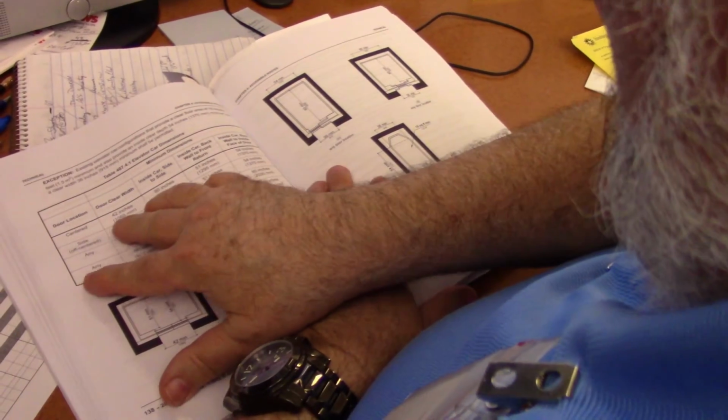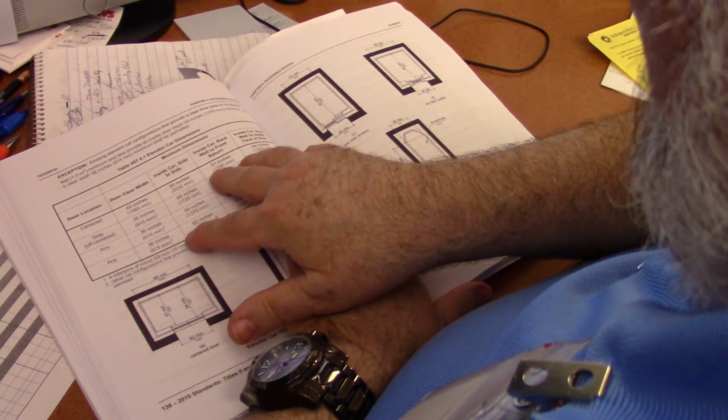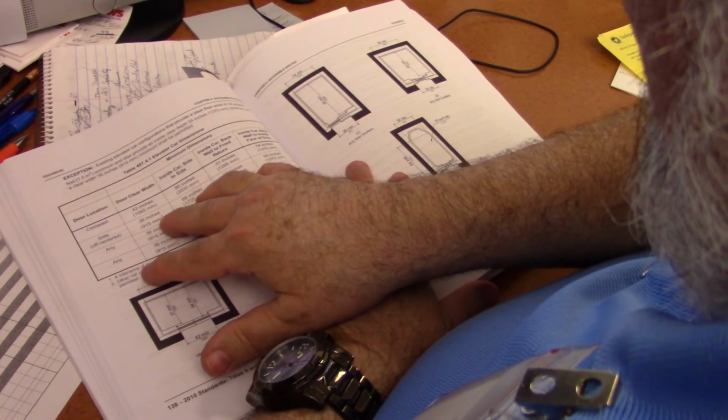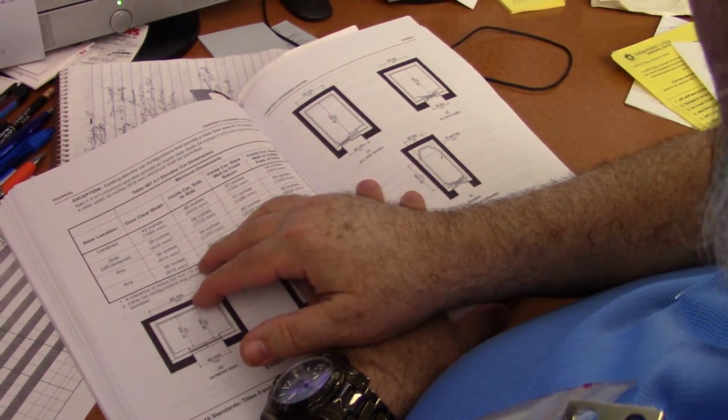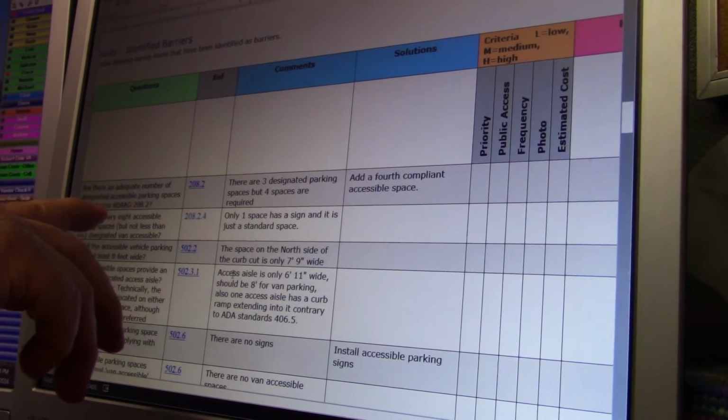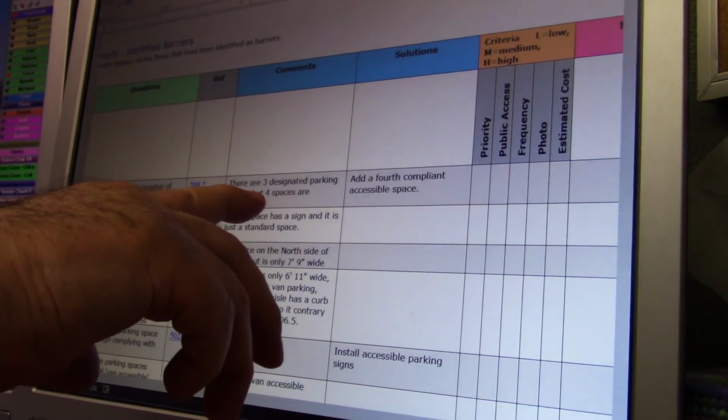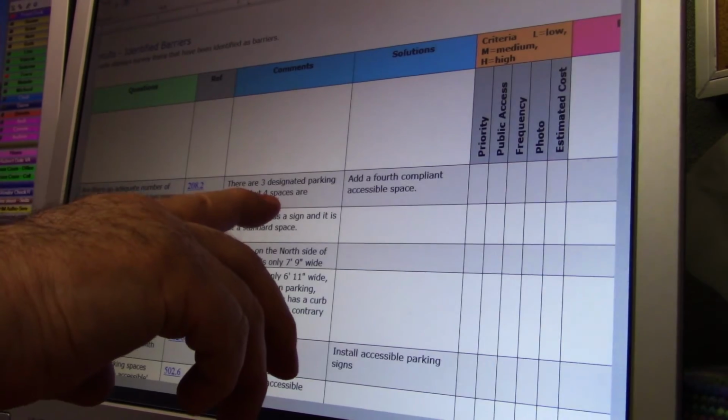Now that the inspection is complete, using the specifications found in the Americans with Disabilities Act Accessibility Guidelines, we identify the barriers we found during our inspection. We then take this information to create an electronic report.